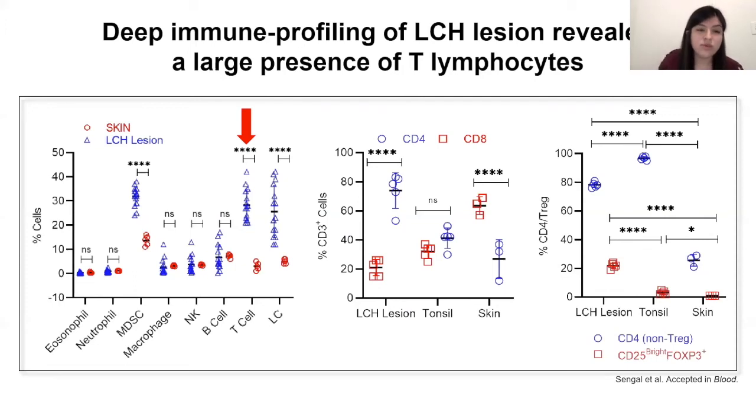So as we know, LCH lesions are comprised of a large inflammatory infiltrate. We have identified T cells to be the most prominent of these immune cells, apart from LCs. And among these cells, we found CD4 T cells to be more numerous than effector CD8 T cells. And as previous studies have shown, we also saw an accumulation of regulatory T cells. So there is a large presence of T cells in LCH lesions, but their impact on LCH pathogenesis is not well understood.